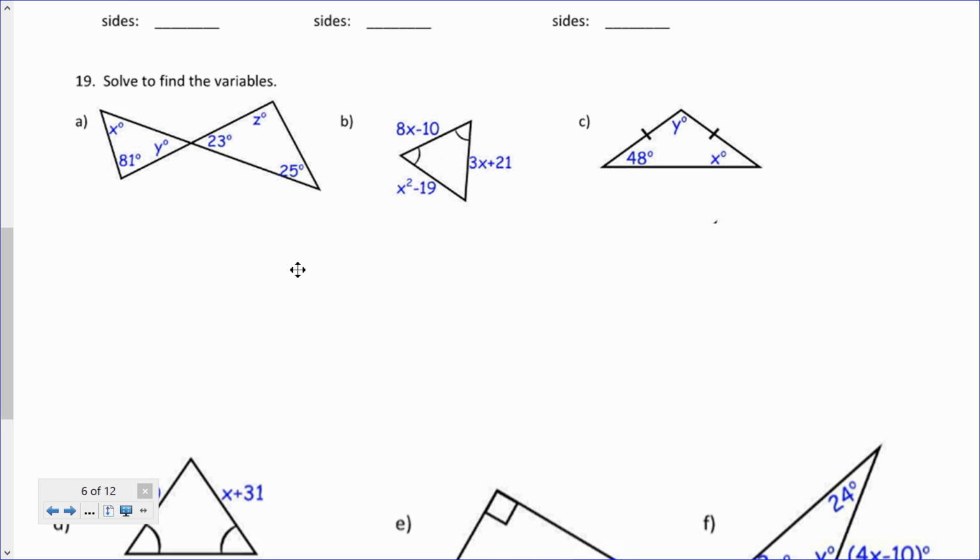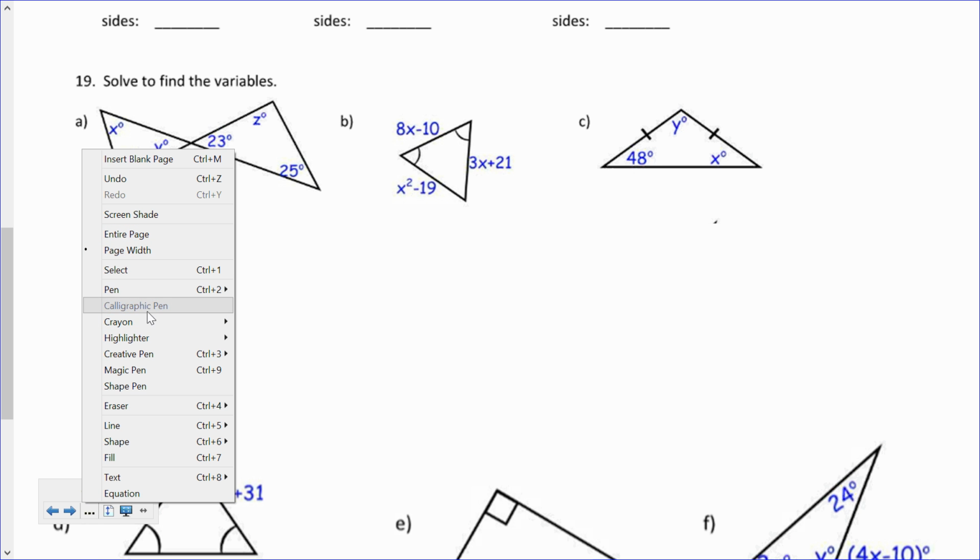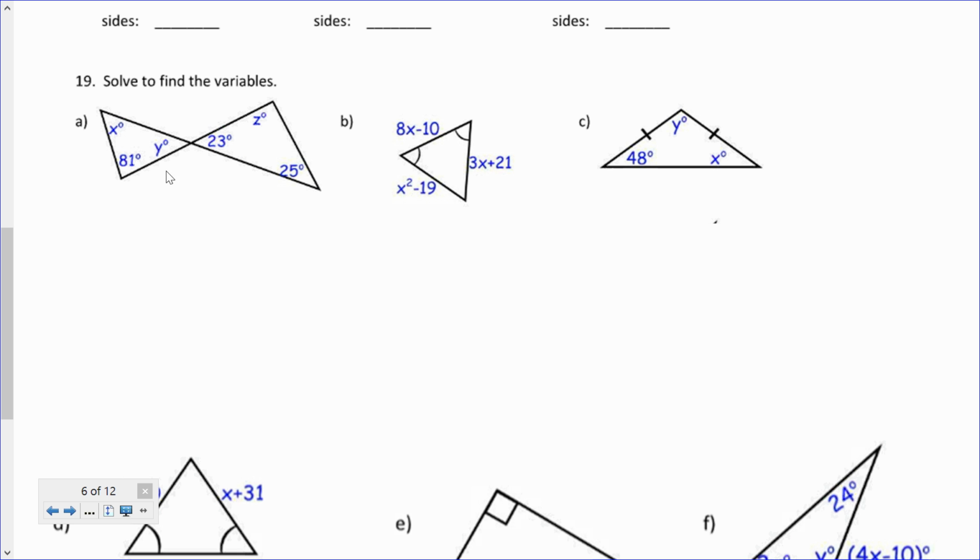Okay, problem number 19. Solve to find the variables. So to find y, we look at these two angles and realize that they're congruent because both are vertical angles, and vertical angles are always congruent. So the measurement of y is the same as that angle, so y is 23 degrees.